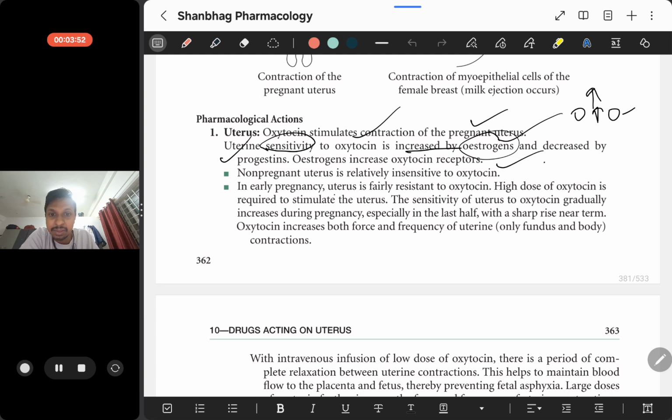In early pregnancy, the uterus is fairly resistant to oxytocin because if there is a contraction of the uterus, there might be chances of abortion. So in early pregnancy, the uterus is fairly resistant to oxytocin. A high dose of oxytocin is required to stimulate the uterus. As there is stimulation of the uterus, obviously there will be a parturition. So the effect of oxytocin should be reduced during early pregnancy, but oxytocin is essential for parturition. So oxytocin increases both the force and frequency of uterine contraction.